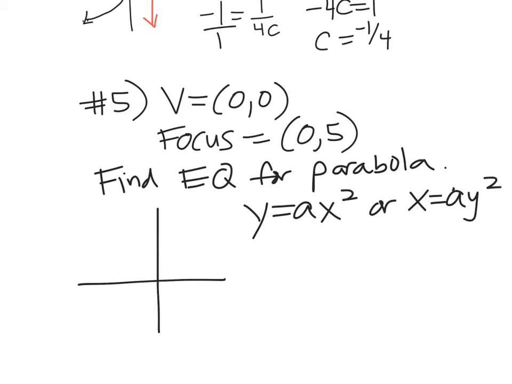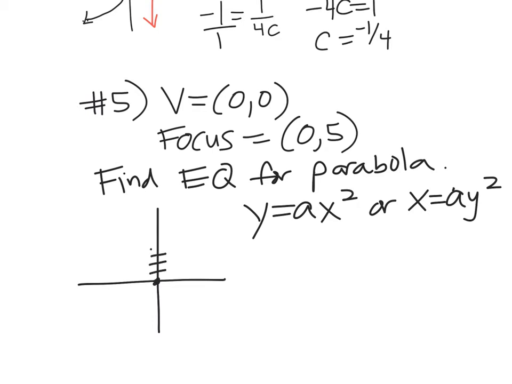Which one am I going to use? Well, let's go ahead and find out. Plot the two pieces of information. By the way, a parabola has 3 pieces of information: vertex, focus, directrix. They only need to give you any 2 of those 3 for you to be able to find the equation. In this case, they gave you vertex 0, 0, and focus 0, 5.